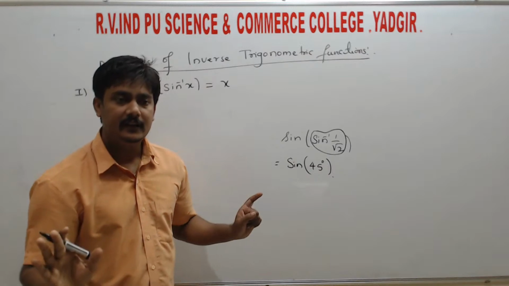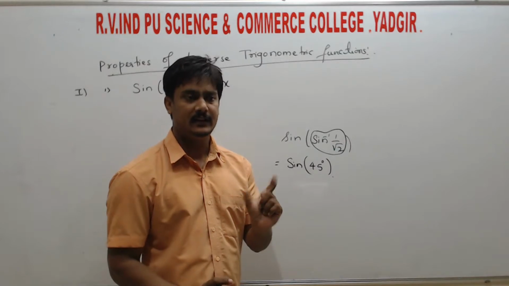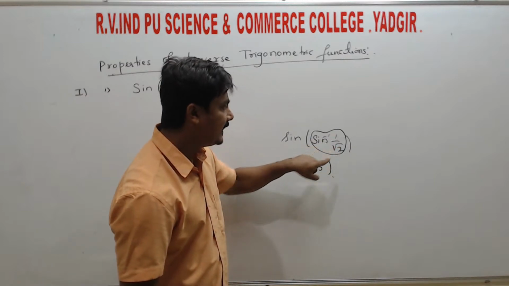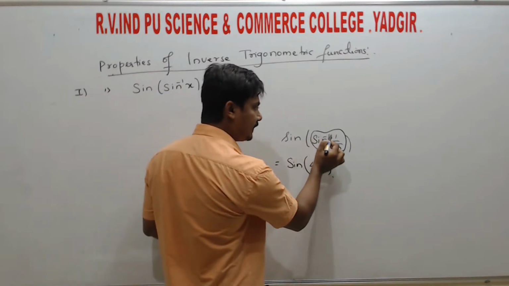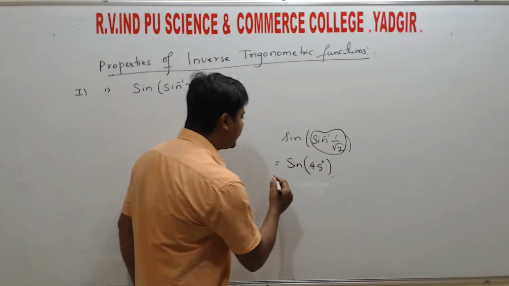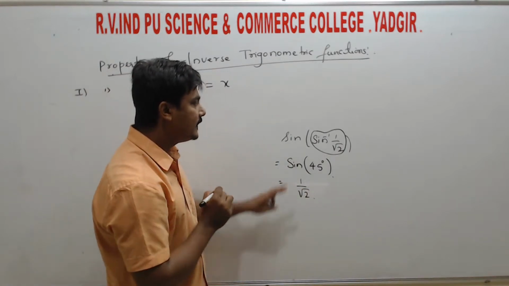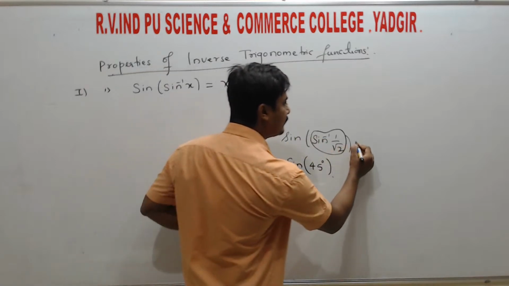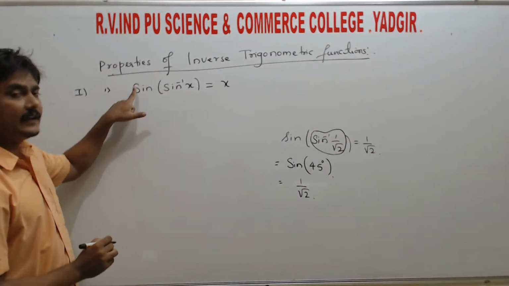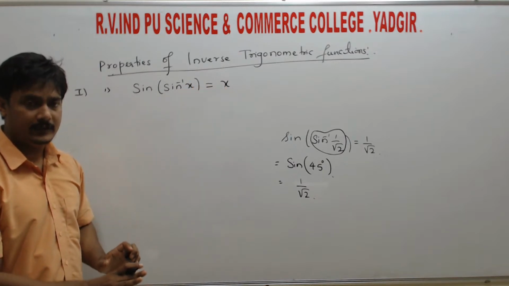You should never forget, dear students, that the image of an inverse trigonometric function is always an angle. So to get the value 1 by root 2, what must be the angle with sine? 45 degrees. So sine inverse of 1 by root 2 is 45 degrees. What is sine 45 degrees? It is 1 by root 2. So we get the same 1 by root 2. That's why we say that sine of sine inverse x is nothing but x only.